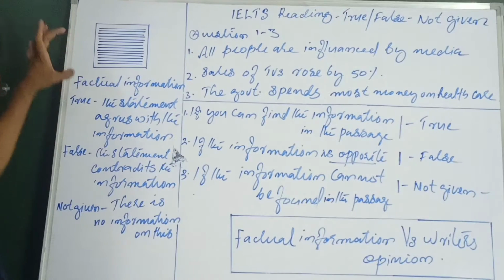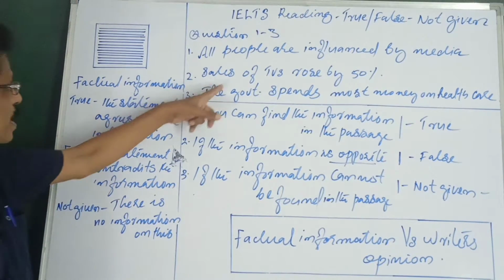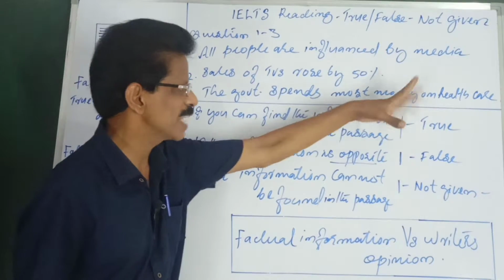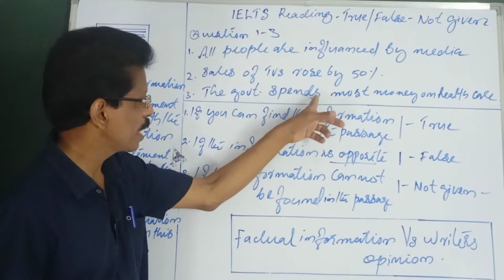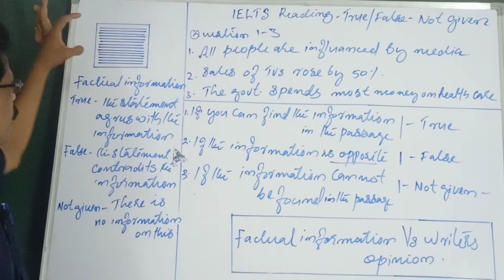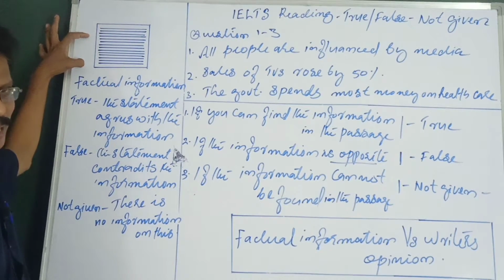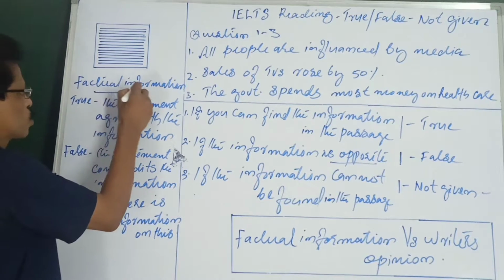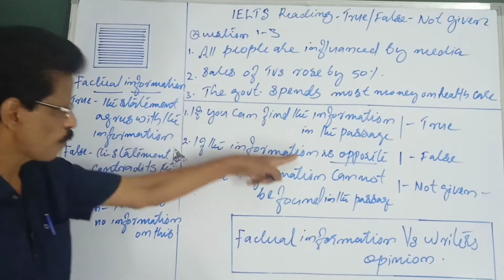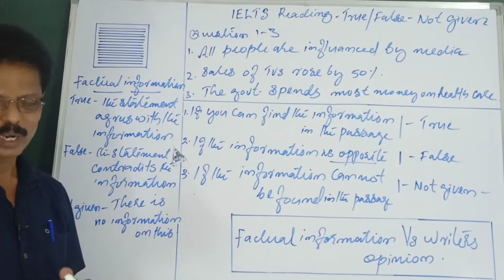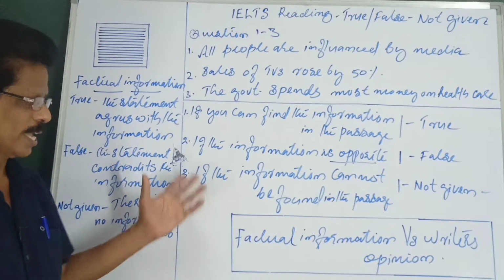So, what is in the passage? Whether this statement, for example, the government spends most money on health care, the same statement, directly or indirectly, can be found in the passage. Factual information. Then only can you answer true or false. True, false, or not given. Now, let us see the other one, yes or no.